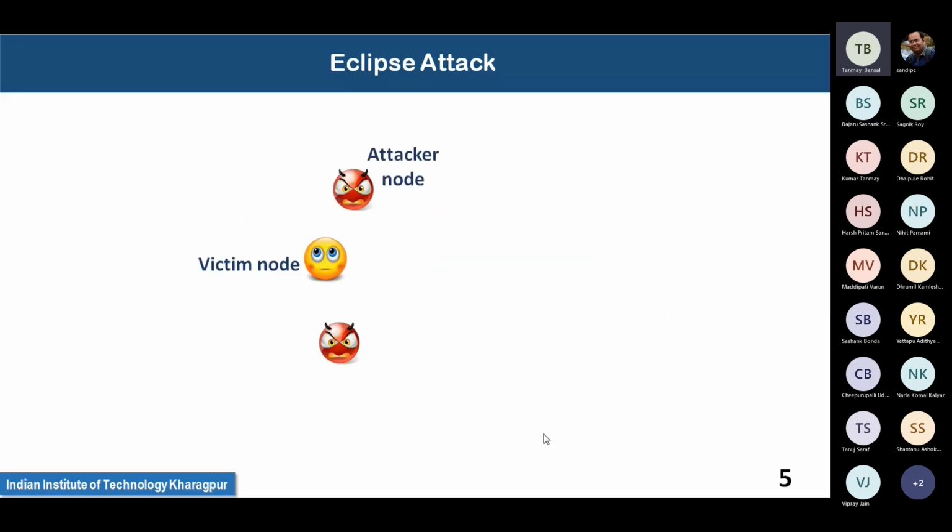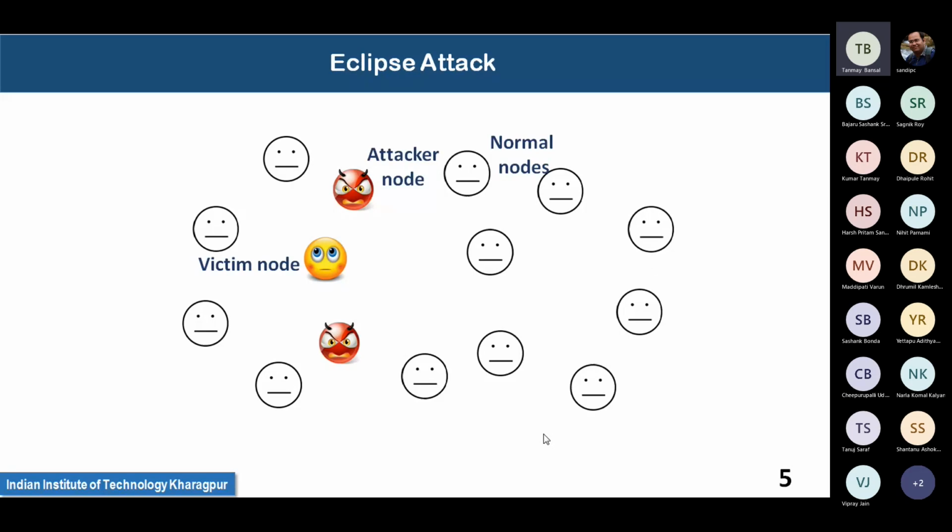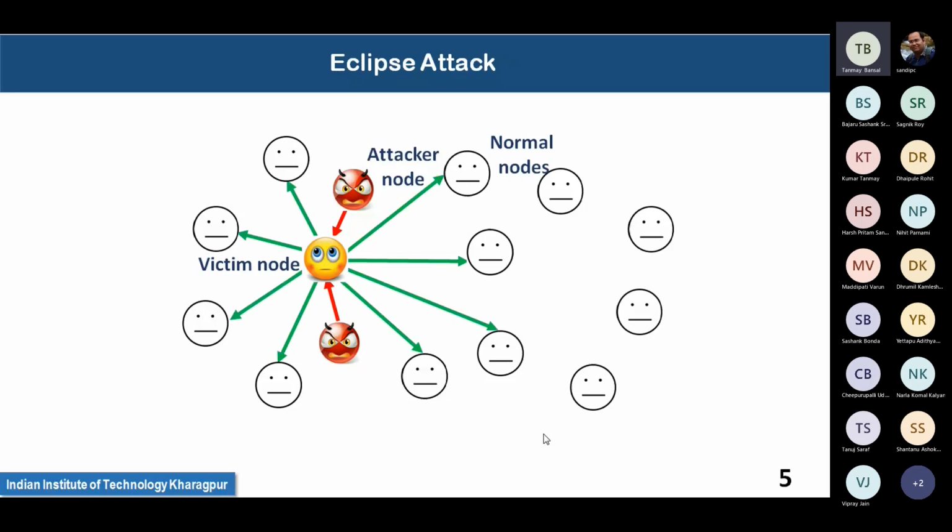So how it works, first we are giving an overview, is that the attacker will first identify a victim, and then they will try to ensure that the victim node, as it is initially communicating with some of the good nodes, also has attacker nodes forming part of its peer network. So far there are some attacker nodes, some good nodes, and so on.